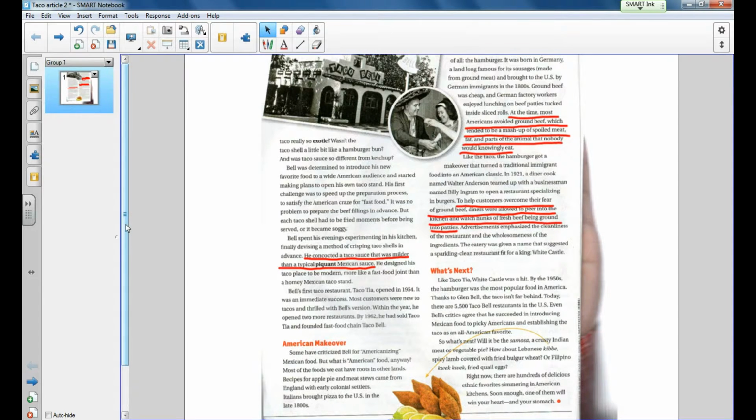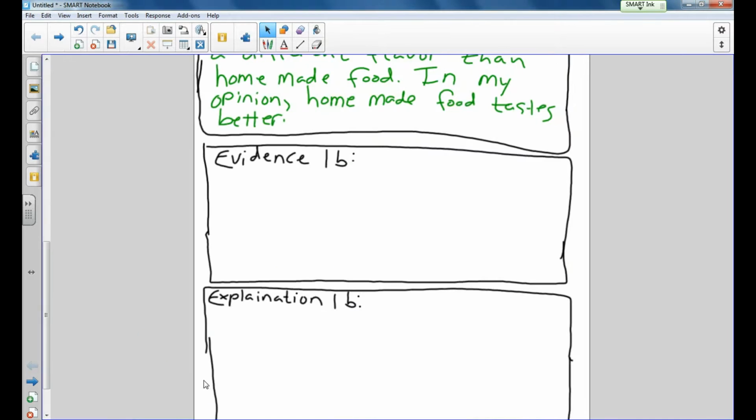So now I'm going back to my graphic organizer. Of course, I need to cite this text. I'm going to change it up a little bit. And instead of Tarshish says, I'm going to put Tarshish writes, just to vary it a little bit.